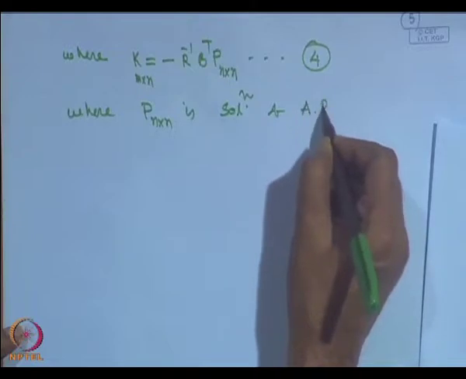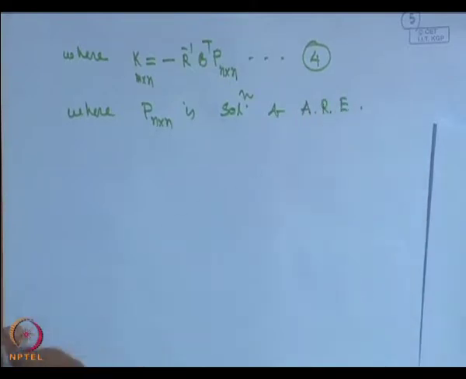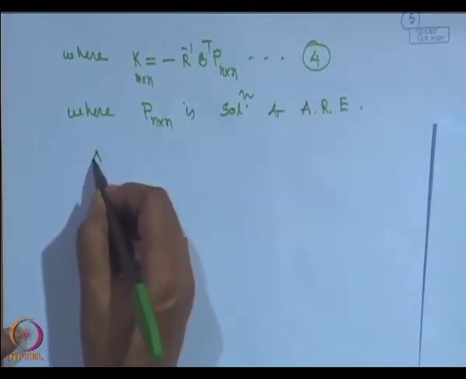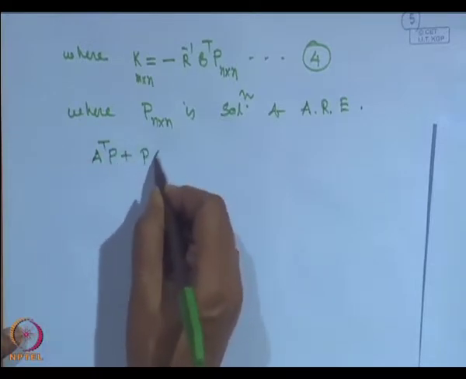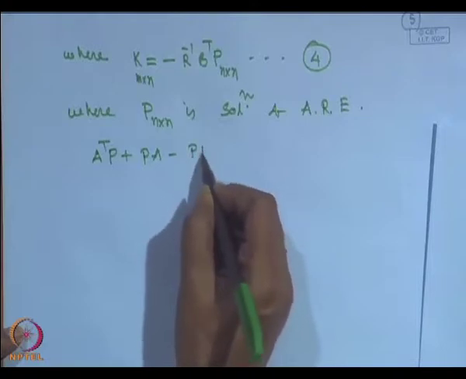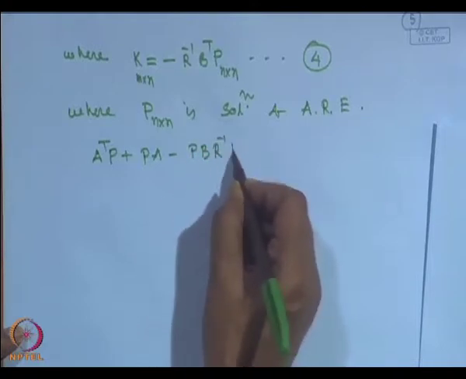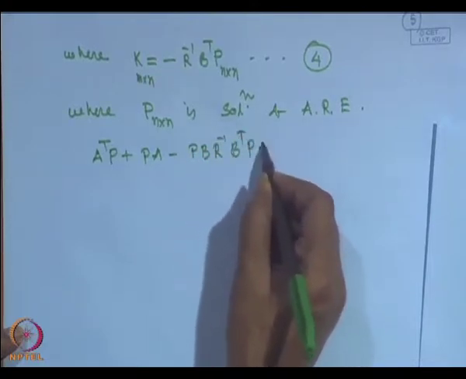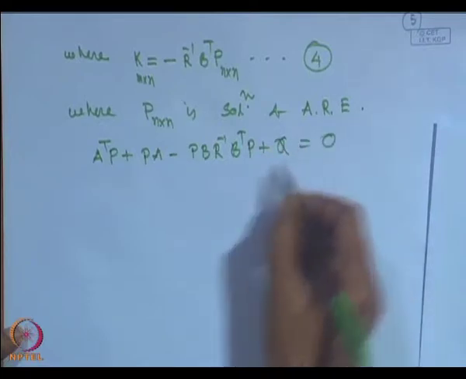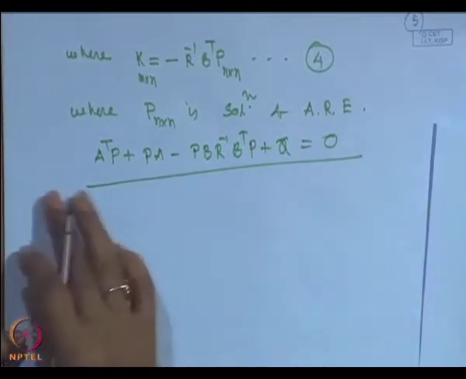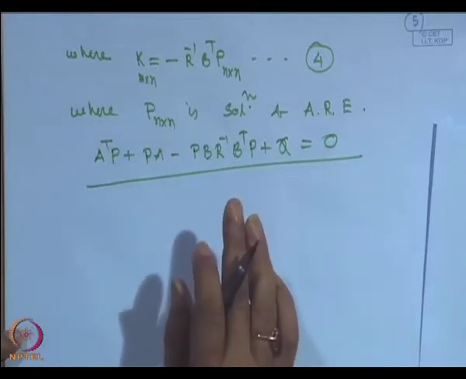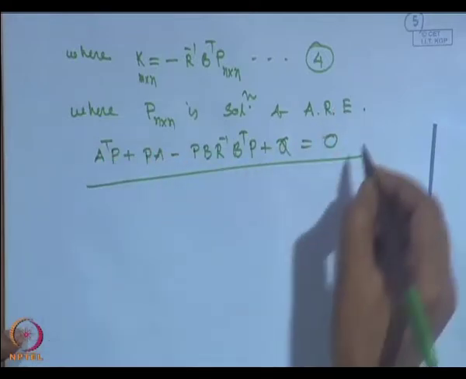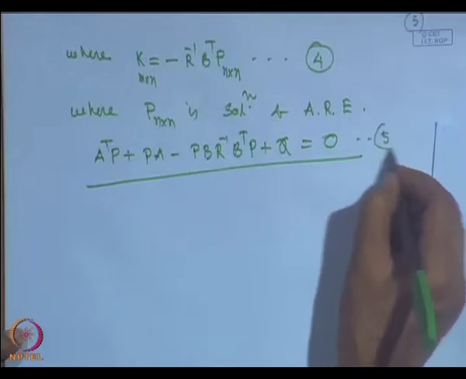algebraic Riccati equation. So, what is the algebraic Riccati equation for this controller design? A transpose P plus P A minus P B R inverse B transpose P plus Q is equal to 0. This is an infinite horizon regulator problem. We already know how to solve this, with different techniques. Let us call this equation number 5.